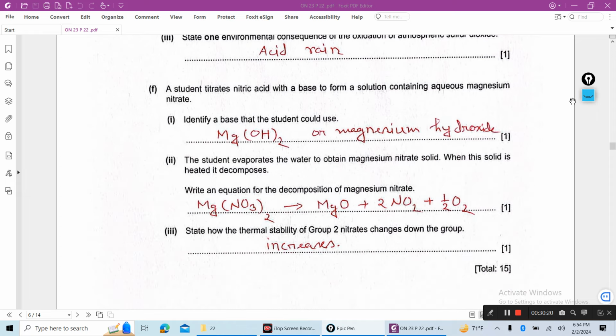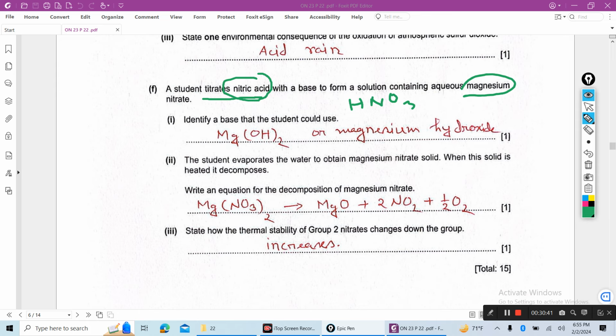Next, a student titrates nitric acid, HNO3, to form a solution containing aqueous magnesium nitrate. Nitric acid is used to make magnesium nitrate.